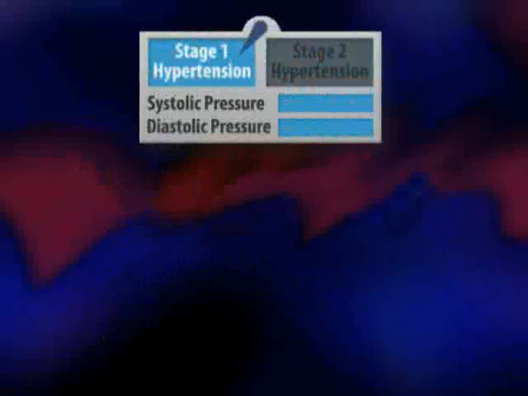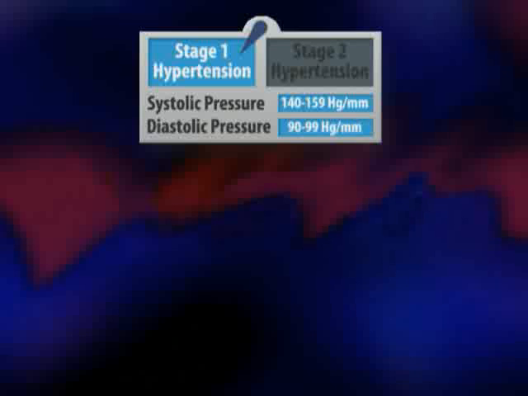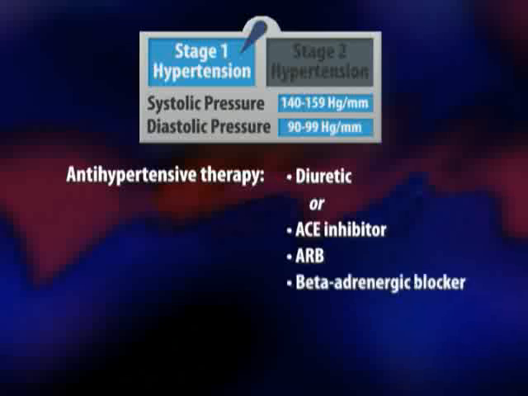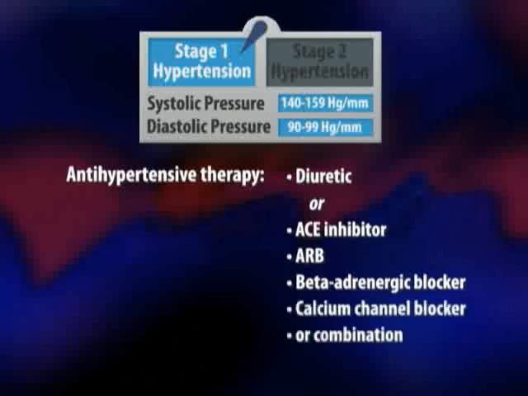Stage 1 hypertension, defined as a systolic pressure of 140 to 159 millimeters of mercury, and a diastolic pressure of 90 to 99 millimeters of mercury, calls for a thiazide-type diuretic for most patients. Those unable to take a thiazide-type diuretic require one of the following antihypertensive agents: an angiotensin-converting enzyme, or ACE inhibitor, an angiotensin II receptor blocker, or ARB, a beta-adrenergic blocker, or a calcium channel blocker, or a combination of these.